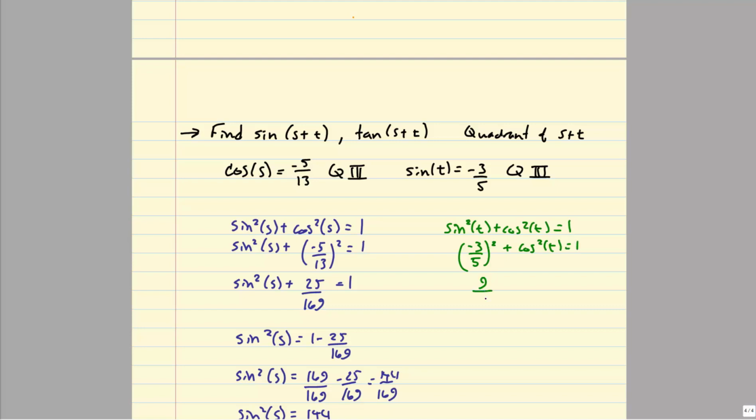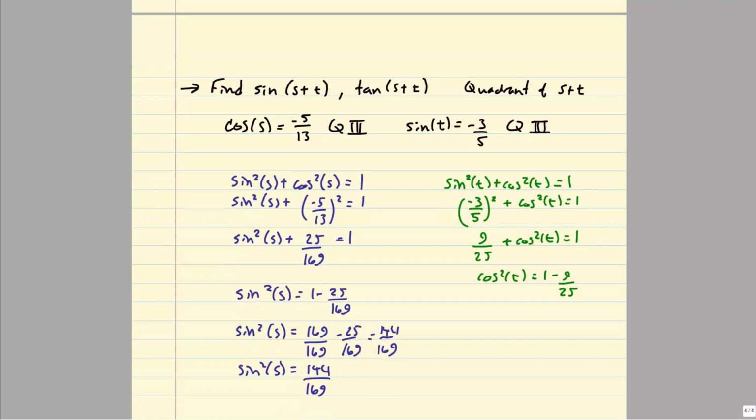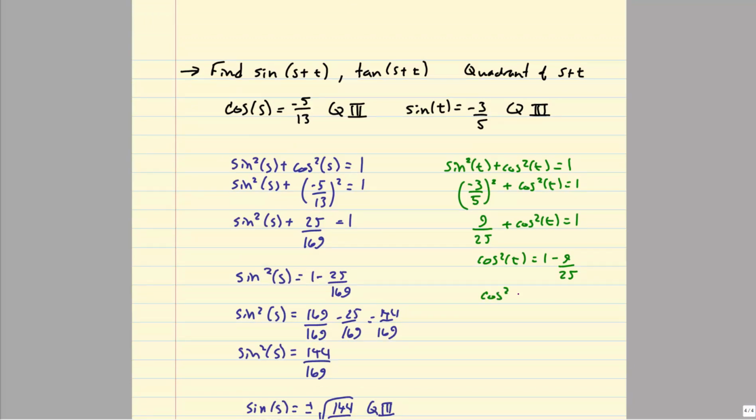So negative 3 times negative 3 is 9. 5 times 5 is 25. So I end up with cosine squared of t equals 1 minus 9/25. Find that common denominator. It's 25 over 25 minus 9 over 25. Cosine squared of t equals 16/25. Cosine of t would be plus or minus the square root of 16/25.